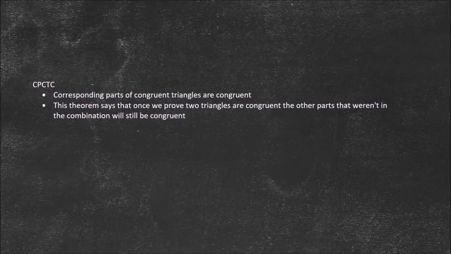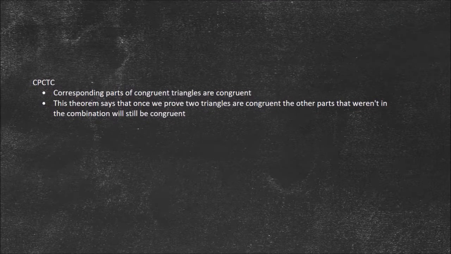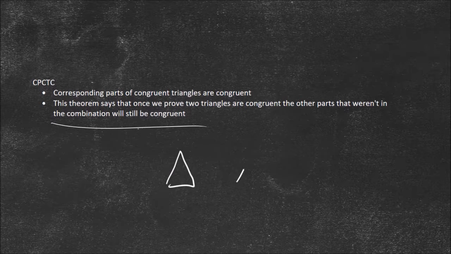Last one I want to talk about is the CPCTC, corresponding parts of congruent triangles are congruent. This is what we've said throughout the last video and this one. And it says once we prove two triangles are congruent, the other parts that weren't in the combination will still be congruent. So what this means is that once I have this triangle, and let's say I'm proving by SAS, let's say I'm given that this is congruent, and side angle side's got to be the included angle, so it's got to be that one.